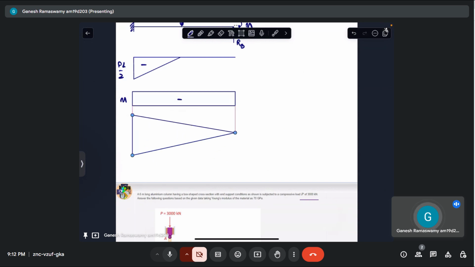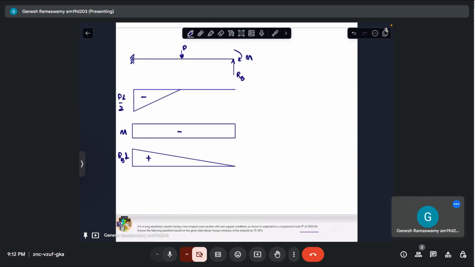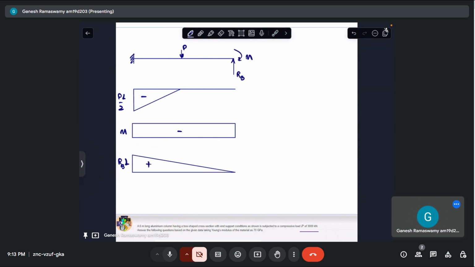It's going to be a triangle like that, which will be positive, and this will be RB into L. So these are the three, so the total bending moment diagram of this entire system is going to be the sum of these three. I have just put them individually, differentiating them into separate simple shapes, triangles and squares and so on.